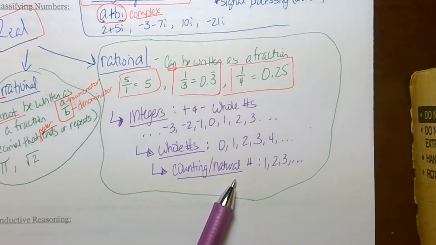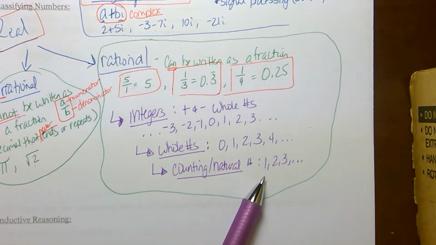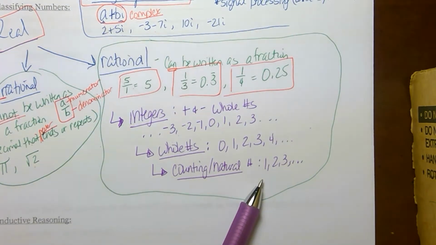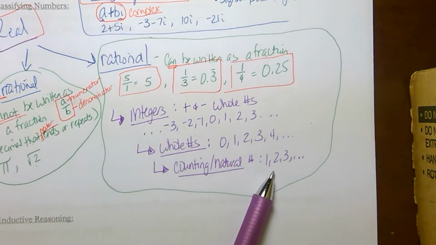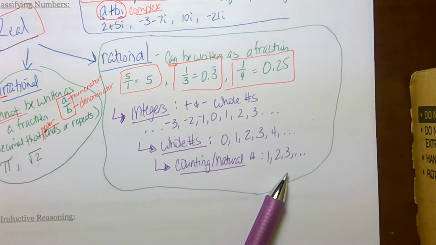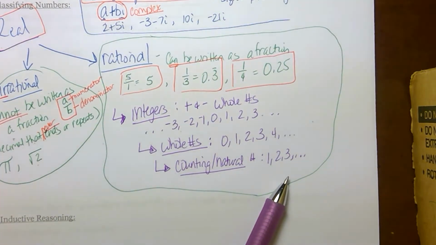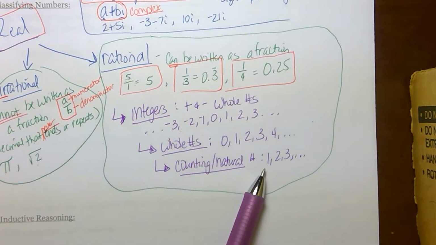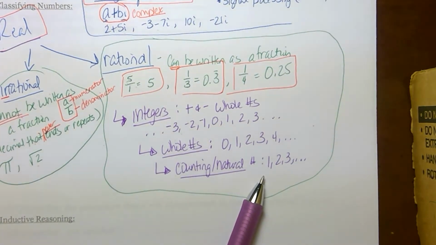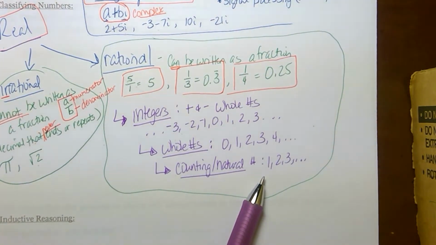Counting or natural numbers. When you have a baby and they're learning to count, they learn to count things. Well, they have to have something to count. They don't have a concept of 0. They start with 1, 2, 3. They're counting cookies, napkins, stuffed animals, people in the room, but you start with 1. Those are our counting numbers or our natural numbers.